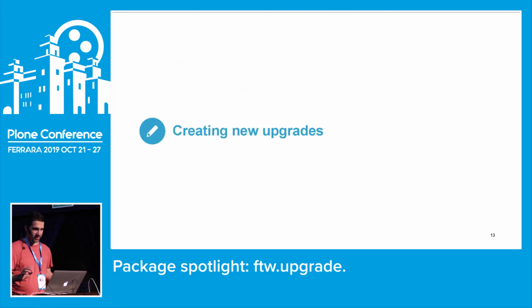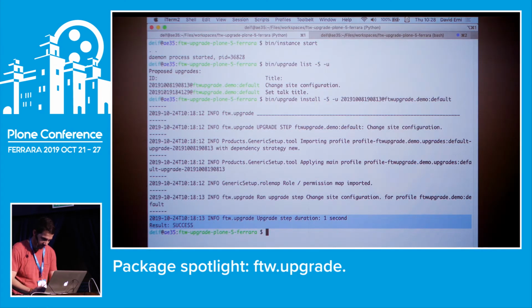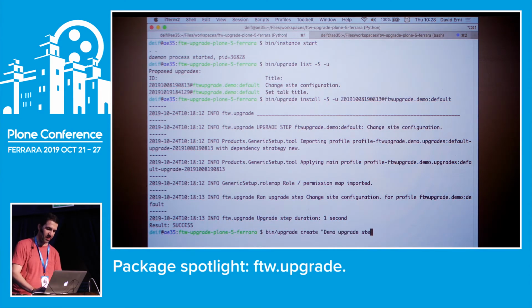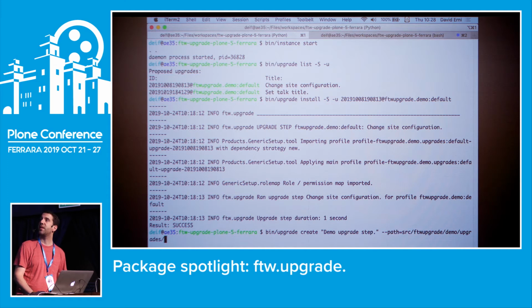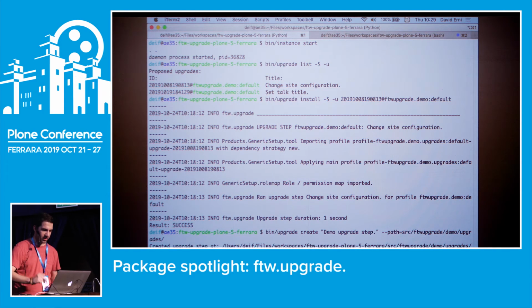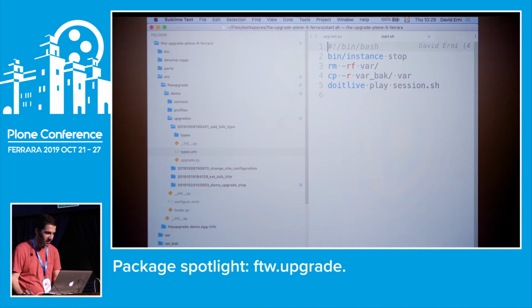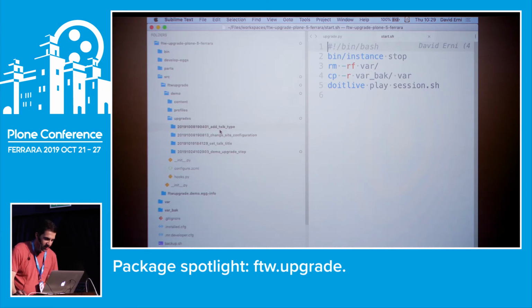So I'm just going to give you a quick example of how that works, maybe to clarify a bit more. I'm going to switch back to the command line, and I'm going to create an upgrade via the command line. I'm going to use the bin upgrade create command. I'm going to title my upgrade demo upgrade step, and I'm going to tell it the path to my upgrade directory.